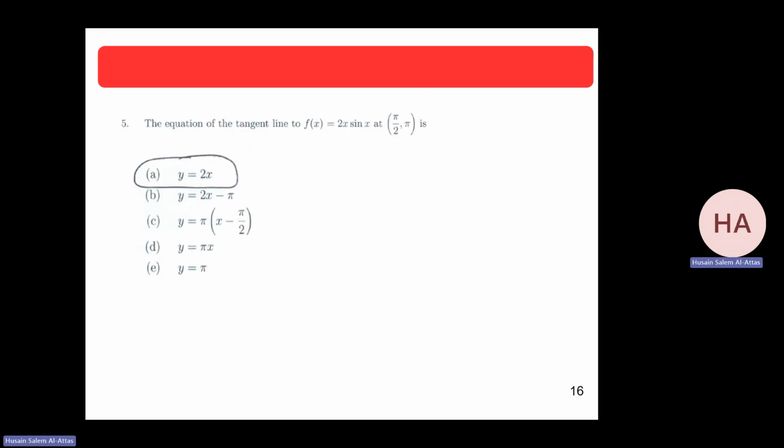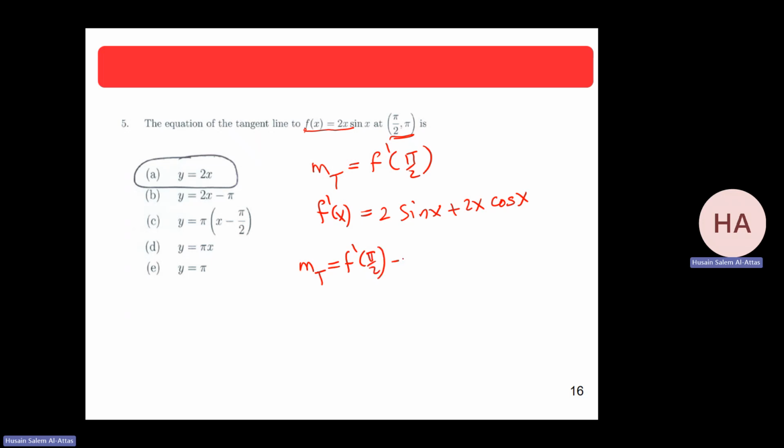The equation of the tangent line to this function. Okay, I need to do the derivative, and this is the point. To find the slope through the derivative, I need the product rule. M tangent will be f prime at pi over 2. So f prime, the product of two functions, will be 2 sine x plus 2x cosine x.